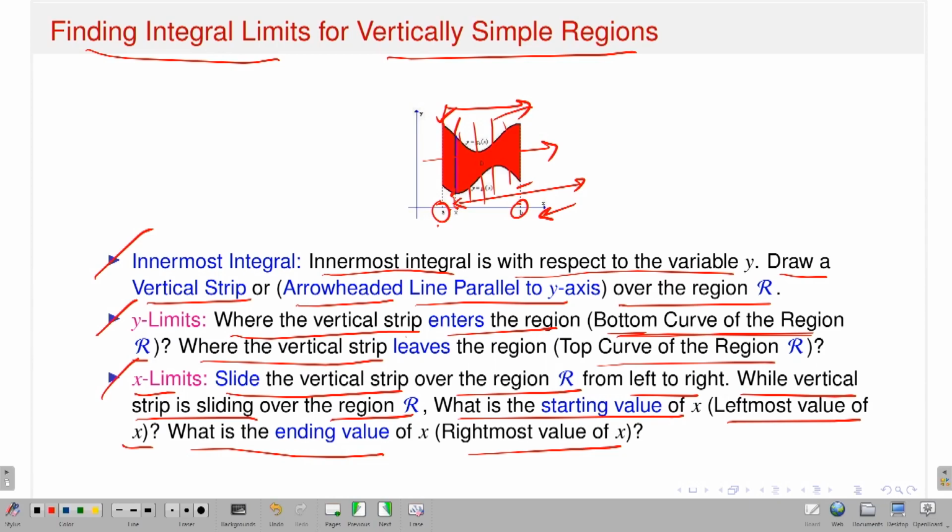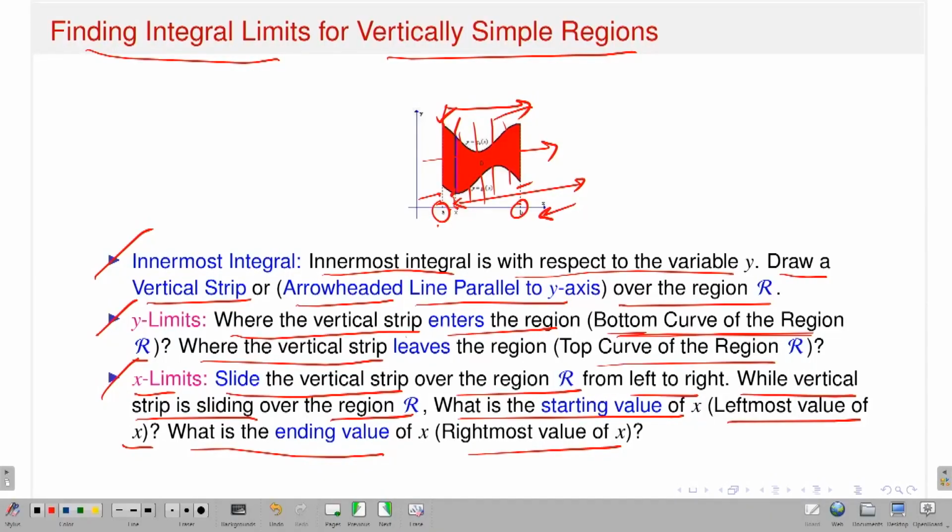Okay. Then your y limits should be what? You have to perform the integral keeping x fixed, and the limits should be g1(x) to g2(x), because it enters the region at g1 of x and leaves the region at g2 of x. And then what do you have to do? You have to perform the x limit. The x limit means perform the x integral.